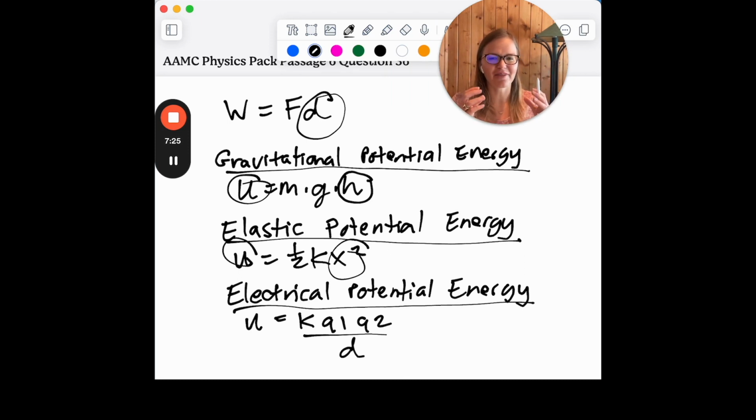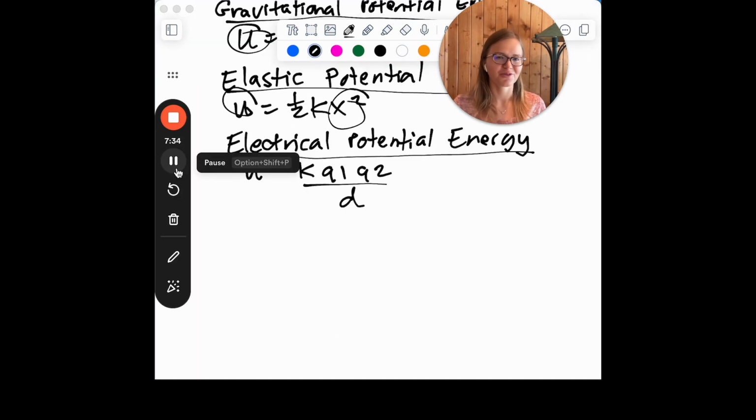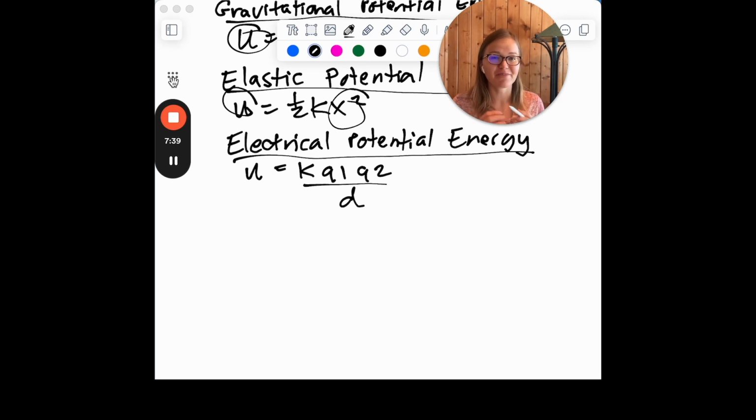In other words, K here is just a constant, and then Q1 and Q2 are the two charges that we're looking at, the work that's done on those charges, and then D is the distance between our charges. Now, notice that this equation looks very similar to our equation for Coulomb's law. So I want to show you really quick how you can derive this equation for electrical potential energy by combining our equation for work with our equation for the force experienced by two charges, or Coulomb's law.